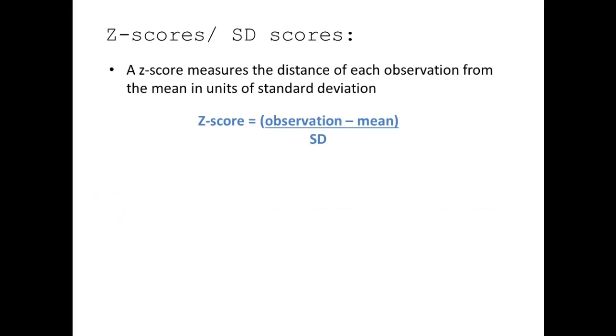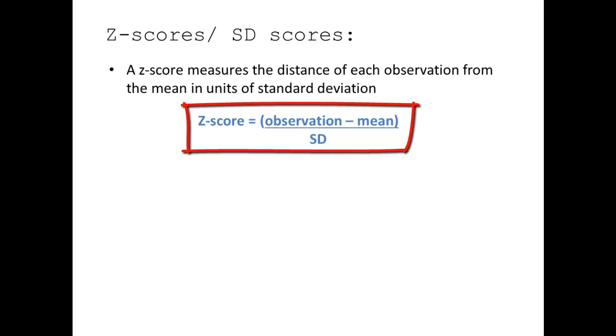So a z-score measures the distance of each observation from the mean in units of standard deviation. This is the equation. So for each observation we subtract the mean. That gives us the distance from the mean. And we then divide this by the standard deviation, giving us units of standard deviation, or z.